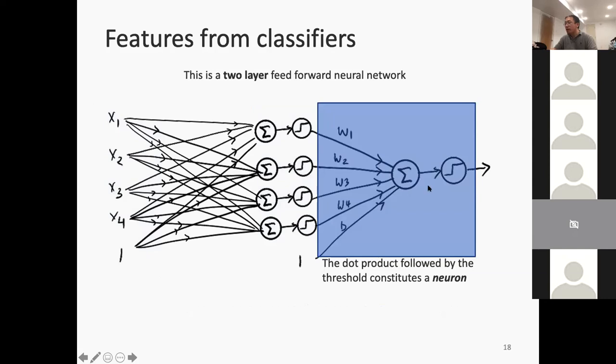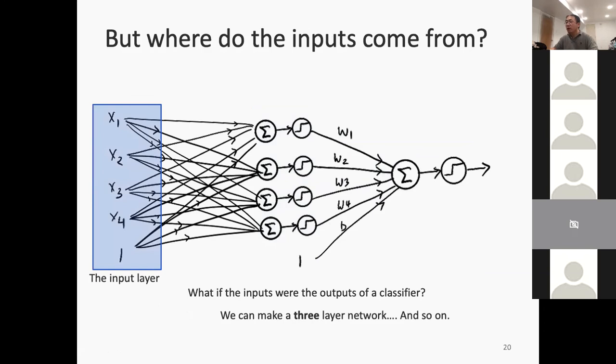And this dot product followed by the threshold constitutes a neuron. We usually view this as a basic node in the neural network. We just combine them together and view it as a neuron. And in this simple two-layer neural network, we have 5 neurons. Okay, so that's a concrete example of a two-layer neural network.